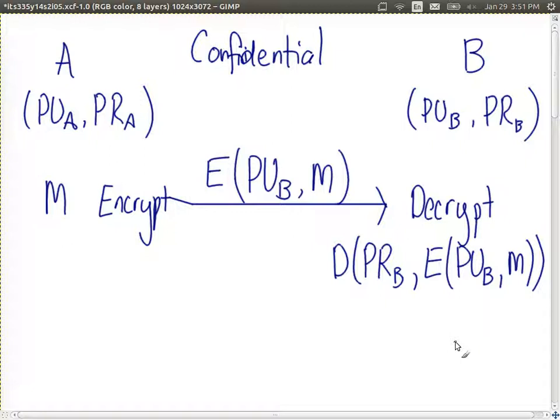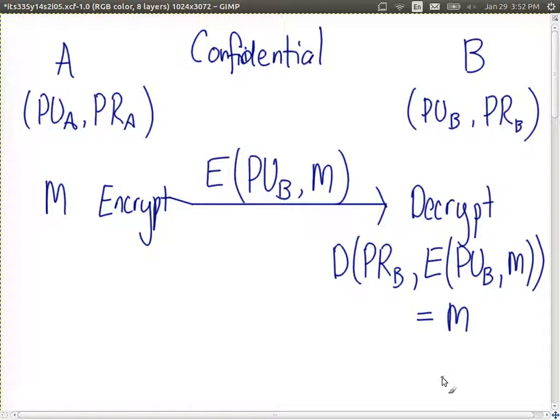And our requirement for our encryption and decryption functions is that when we encrypt a plain text message M with PUB, and then we try and decrypt the result using PRB, the answer must be M, the original message. That's the requirement of the functions.